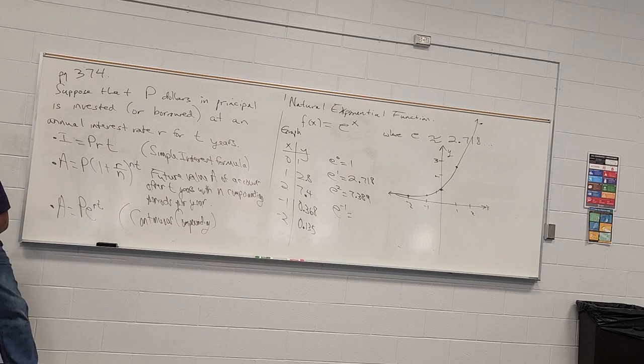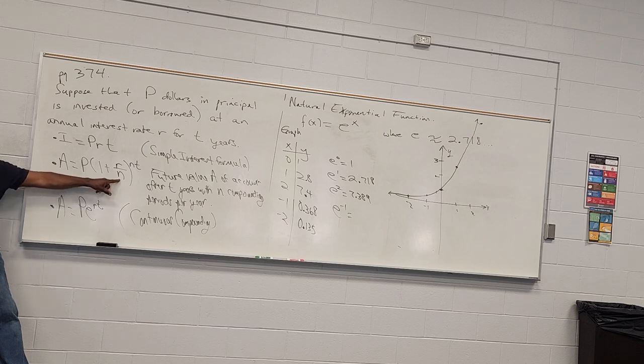So compound interest is different from simple interest. Again, read this in your text. I'm not gonna go through it all, but compound interest is completely different and way better for you if you're depositing money at compound interest versus simple interest. So with compound interest, this N is the number of compounding periods per year. So suppose interest is compounded monthly. Then N would be 12.